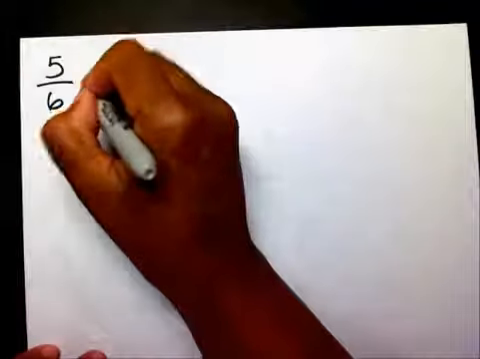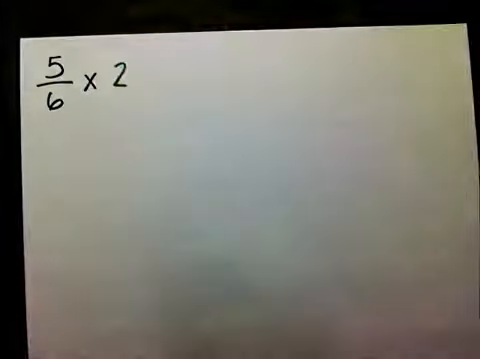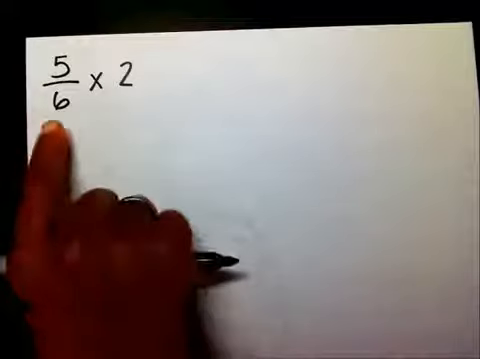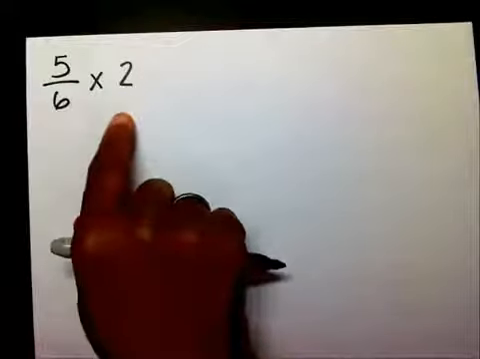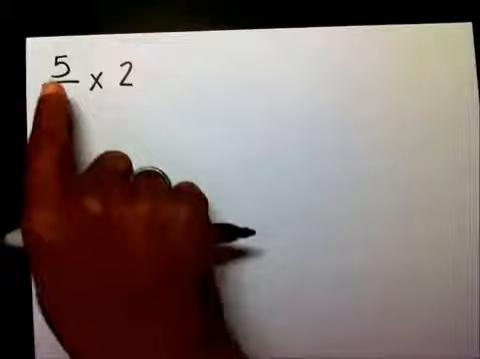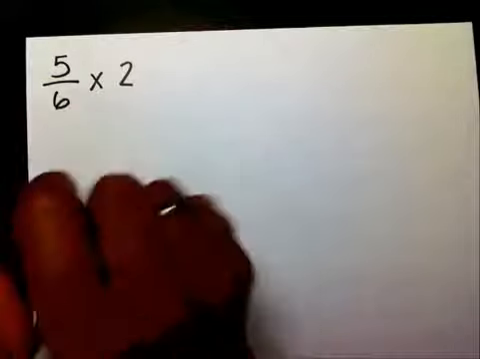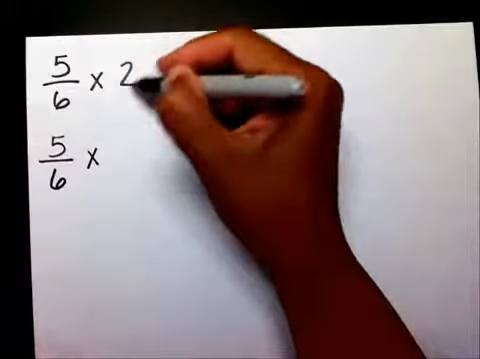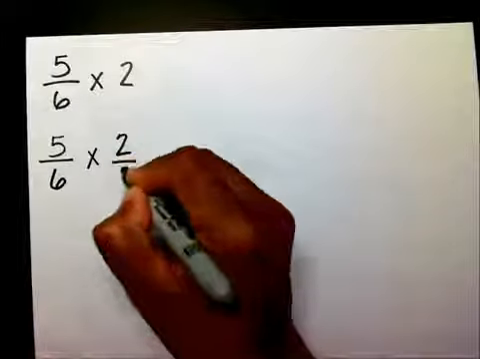Let's say that I have 5/6 times 2. The first thing I need to do, well, I notice that I have a fraction here and a whole number here. I need to turn my 2 into a fraction. So I'm going to write down my 5/6 times 2, and I'm going to put a 1 under the 2.